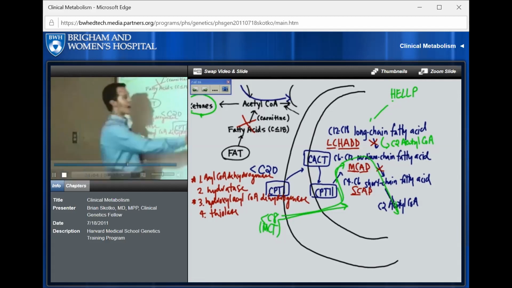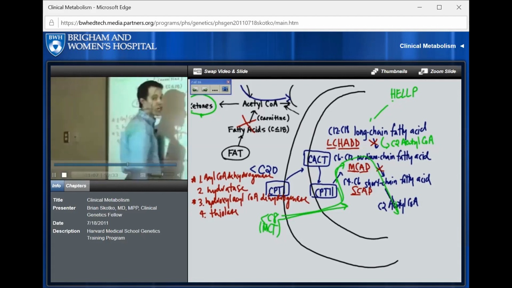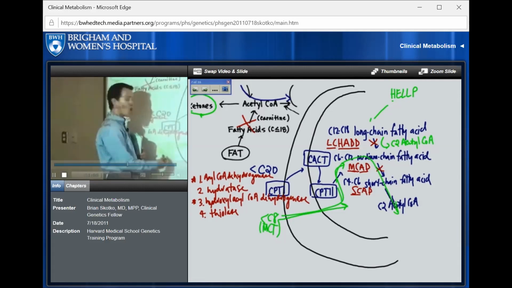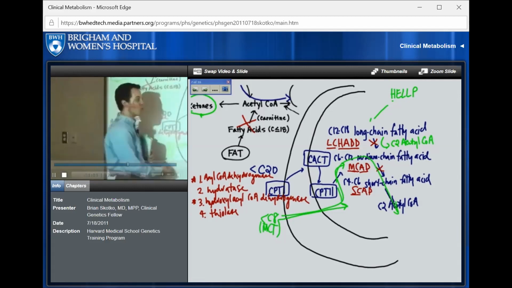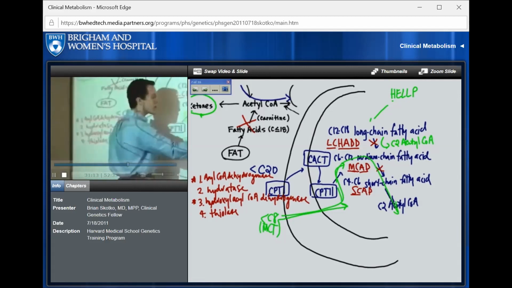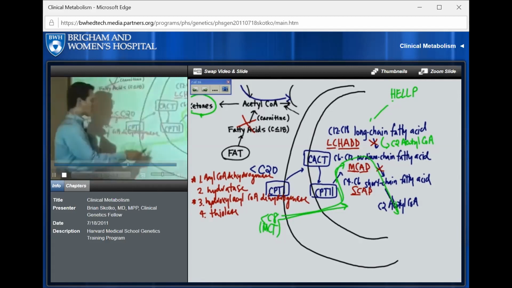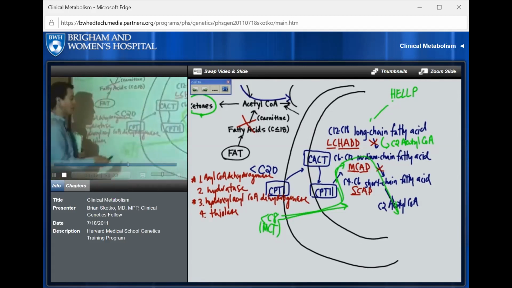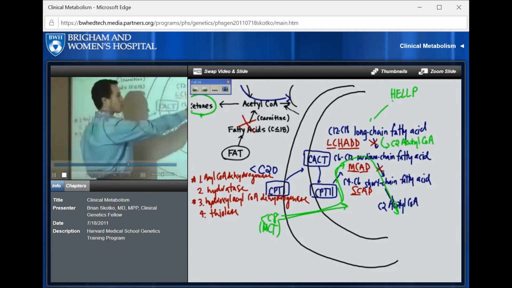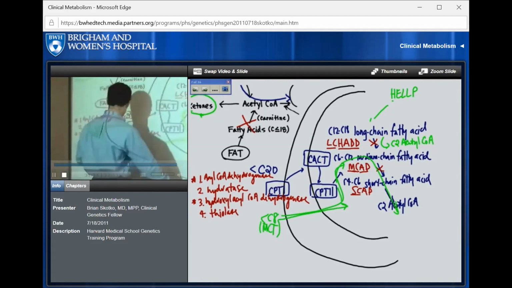But if someone had MCAD, or if they had a medium chain or a short chain fatty acid oxidation disorder, would we give MCT oil? No. Why? Because we would give it and we would still be hitting the X's. And so this is a convenient way, if you hear about MCT oil, when this could be given, and that's with long chain fatty acid oxidation disorders.